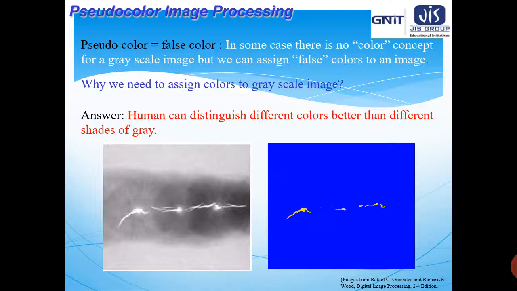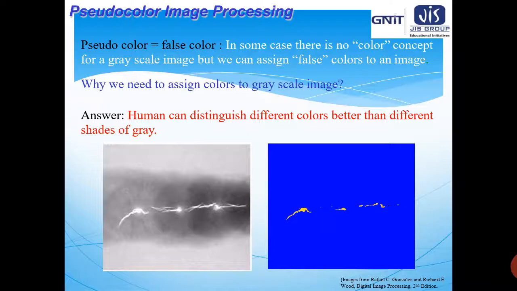If we want to do some manipulations using pseudo color image processing, that means it is false color image processing. In some cases there is no color concept for a grayscale image, but we can assign false color to the corresponding image. Why do we need to assign color to a grayscale image? Humans can distinguish different colors better than different shades of gray.